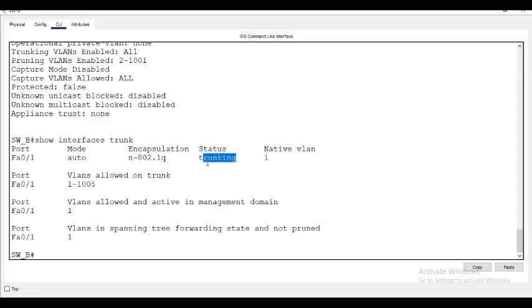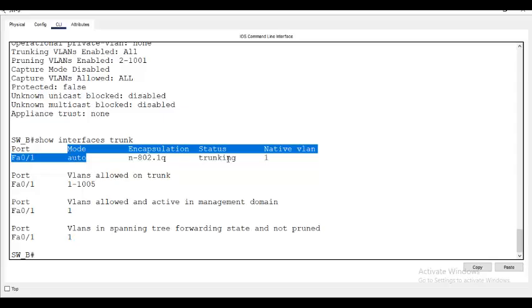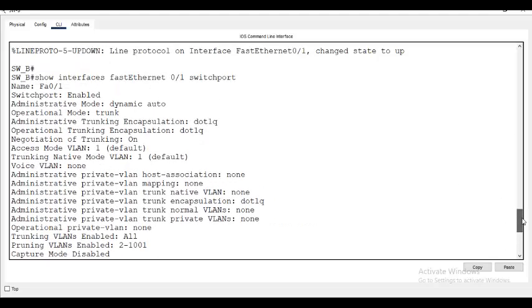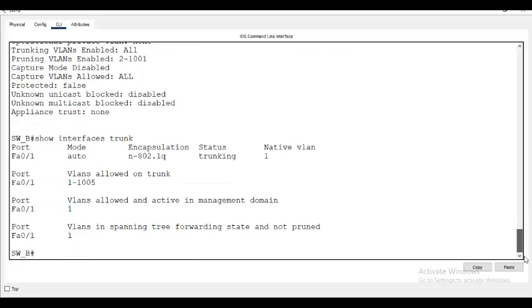You see above, .1q. IEEE 802.1q. This .1q. IEEE 802.1q negotiated. That is why I am trunking. Because of the protocol request, I am trunking. That's the meaning of this.